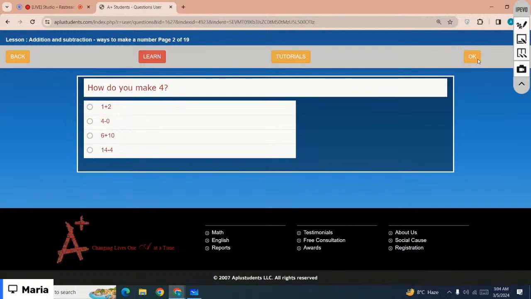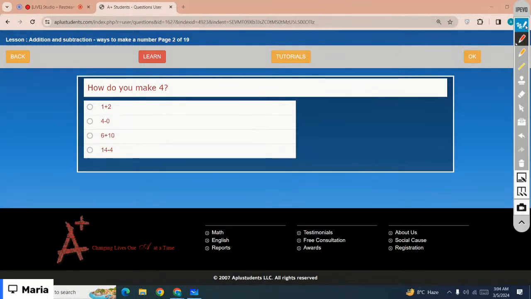Okay, how do you make 4? So you have to make 4. Let's see which option makes 4, right? The first one is 2 plus 1. 2 plus 1 is 3. Then you have 4 take away 0. When you subtract 0 from any number, the number stays the same, that is 4. Then you have 6 plus 10, that makes 16. Then you have 14 minus 4, that makes 10.